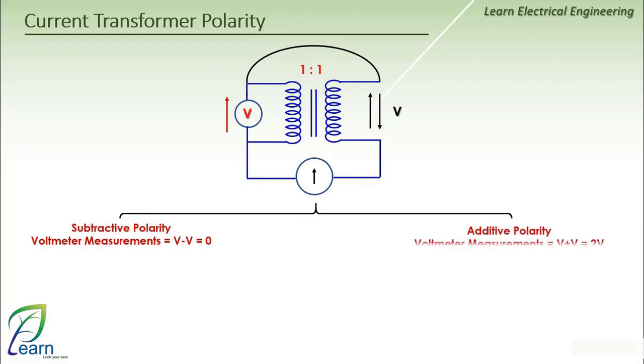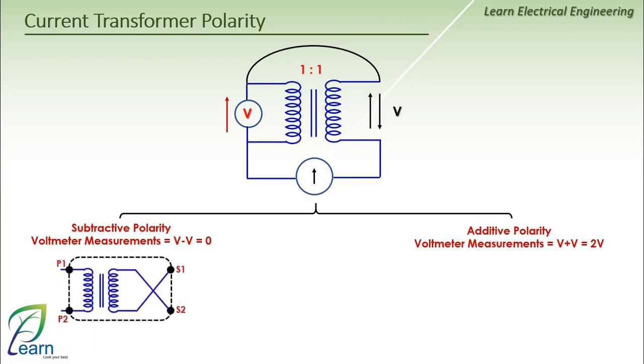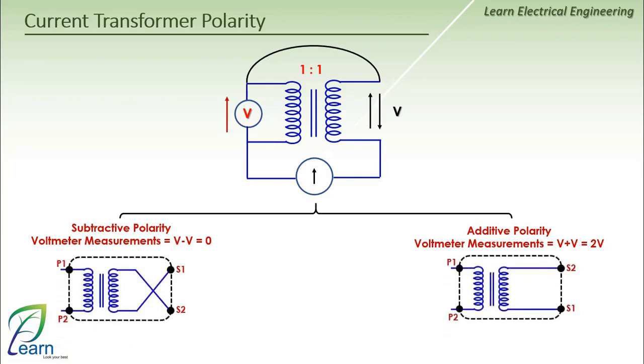Or the voltmeter reading could be the sum of the two voltages, meaning 2V. And in this case, we say the polarity is additive. Instead of changing the winding direction of the coils, we can reverse the terminals of the secondary side so that if the current enters at P1, it exits at S1. However, sometimes we will notice that S1 is next to P1, which is in the case of subtractive polarity, and other times we will find it on the other side, which is in the case of additive polarity. This is exactly what we explained earlier with the dot points drawing method.